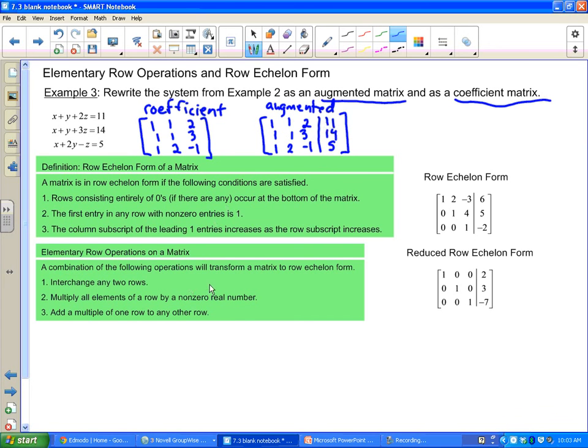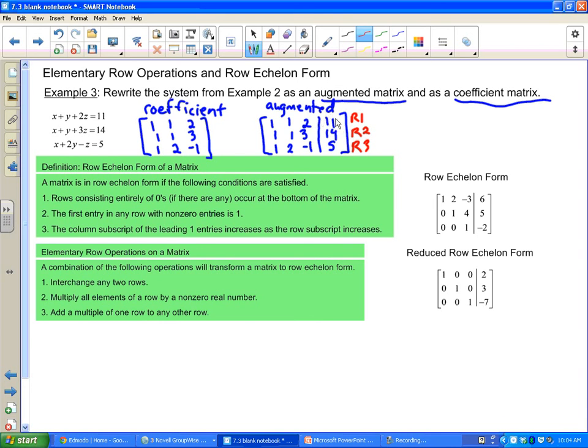And there are three row operations, which are down here at the bottom, that we're allowed to do to a matrix. The first thing we're allowed to do is interchange any two rows. We're actually going to talk about these as row one, row two, and row three. So something that we're allowed to do, for example, is interchange two rows.